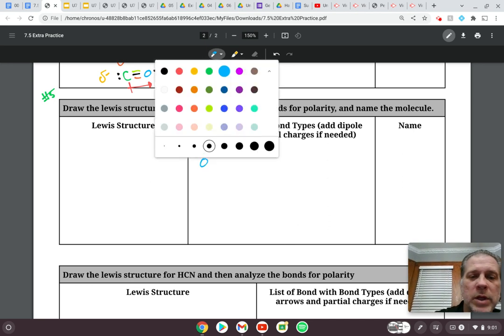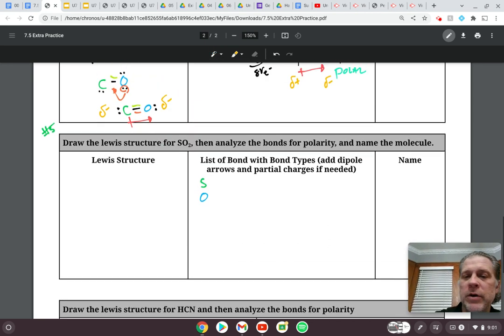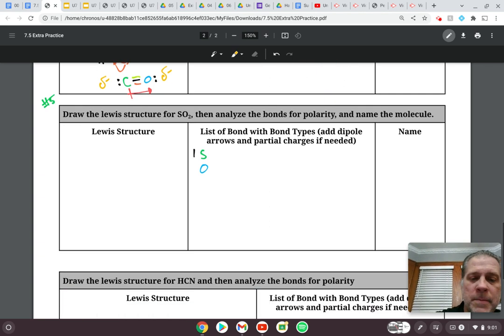And in this instance, we have 1 sulfur times 6 valence electrons. And I've got 2 oxygens times 6 valence electrons, which is 12 valence electrons. Add that up, that is 18 valence electrons.